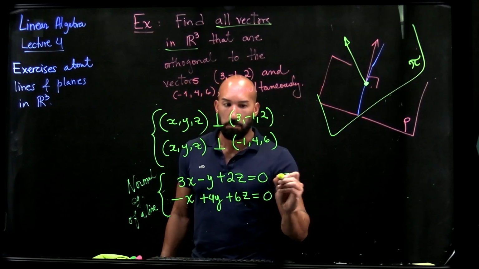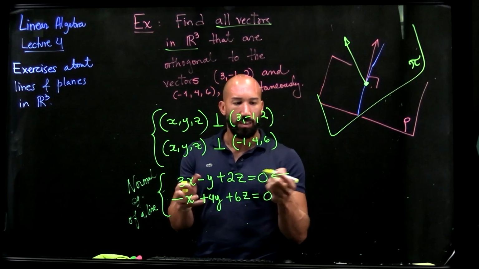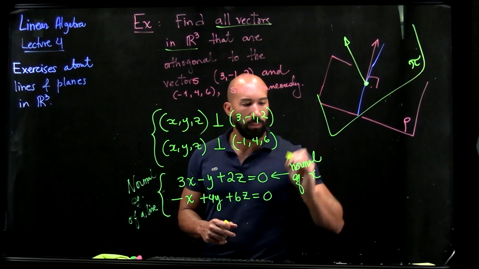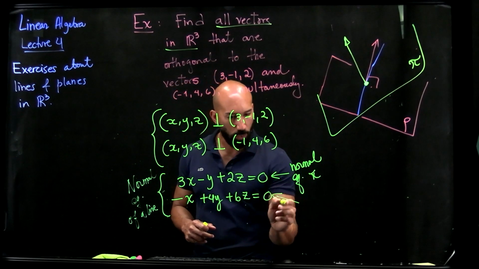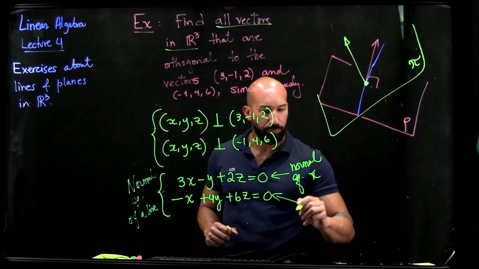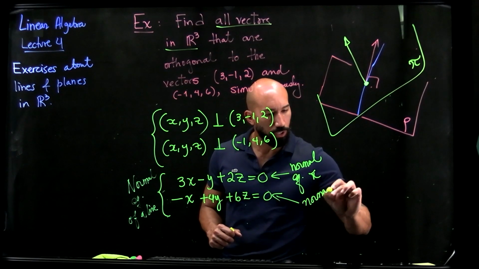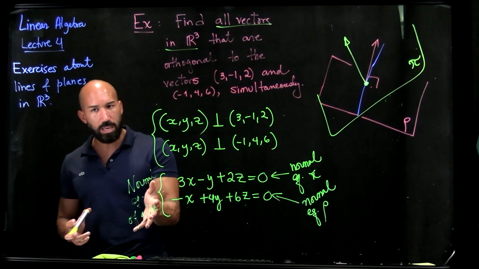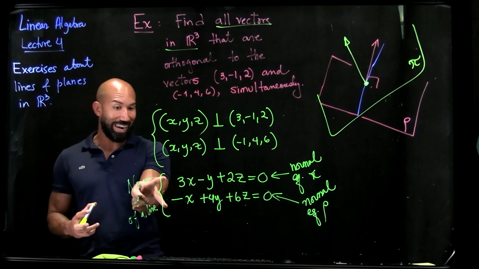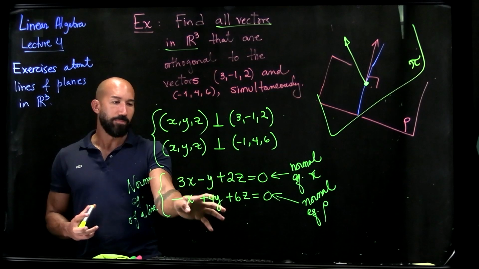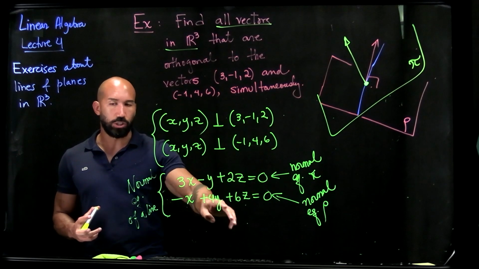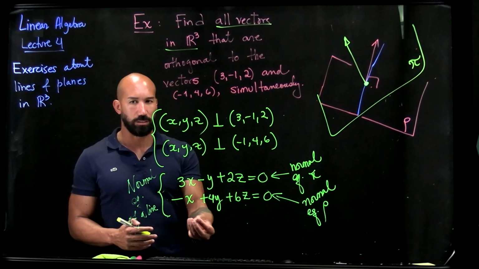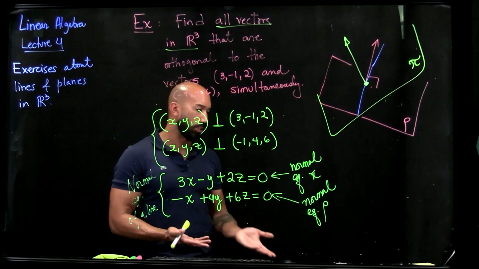Is that okay? Again, if you look at this equation here, this is the normal equation of the plane pi. And if you look at this equation alone, this is the normal equation of the plane rho. Okay, so when we get the normal equation of a line, what we are doing is describing that line as this system where each equation in this system is the normal equation of a plane. And we are describing the line as the intersection of these two planes.